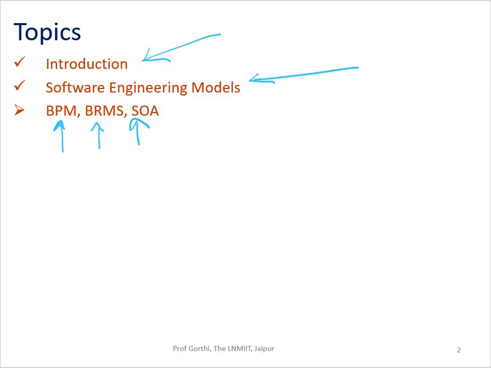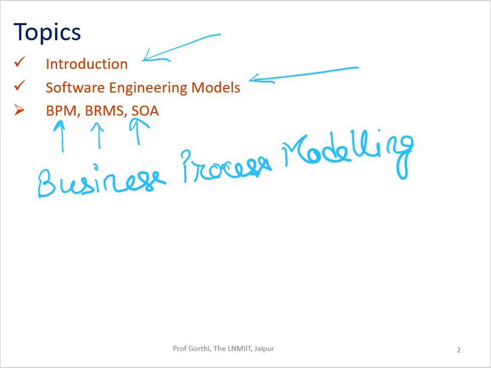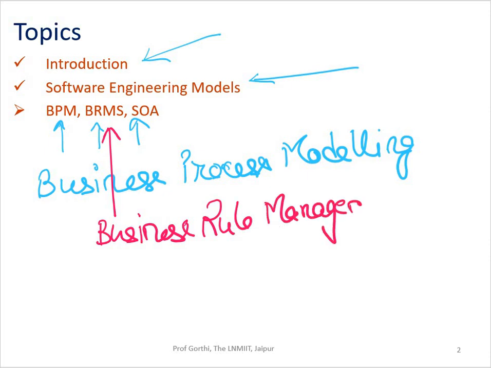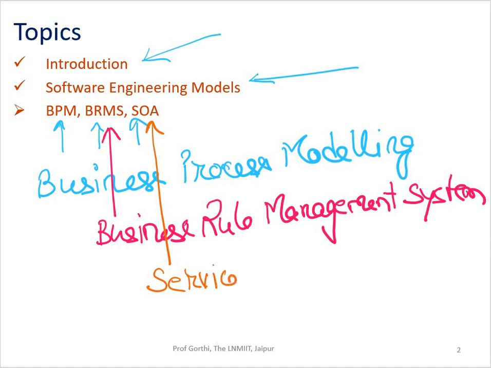This BPM stands for your business process modeling, and your BRMS stands for business rule management system, and your SOA stands for service oriented architecture. Let's quickly go through all these topics.